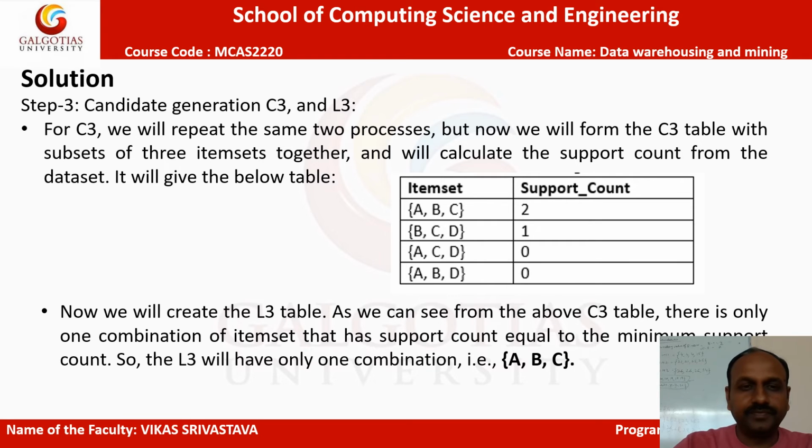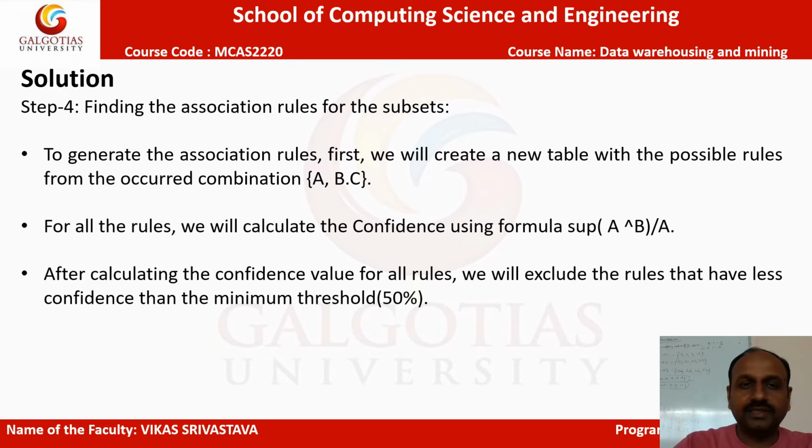Now moving towards the next step, which is to find the association rules for the subset. So what can be the association rules which we will apply on these ABC possible values and the combinations of these values? For all the rules, we will calculate the confidence using the formula support of AB with the occurrence of A. Then we will check whether the confidence level lies within the 50% minimum threshold value or not. Let's see.